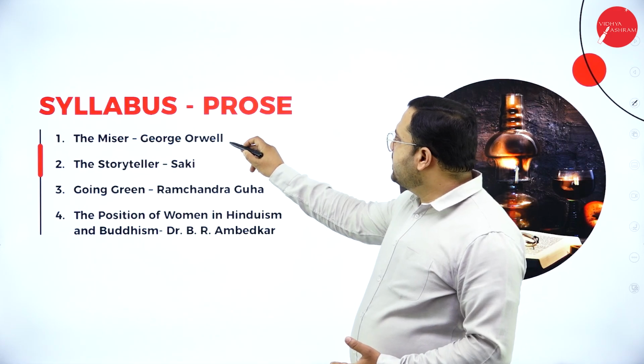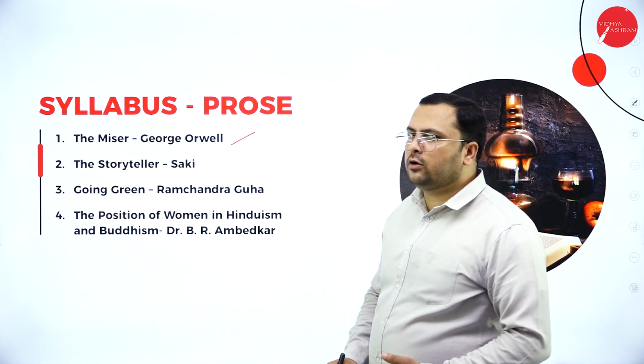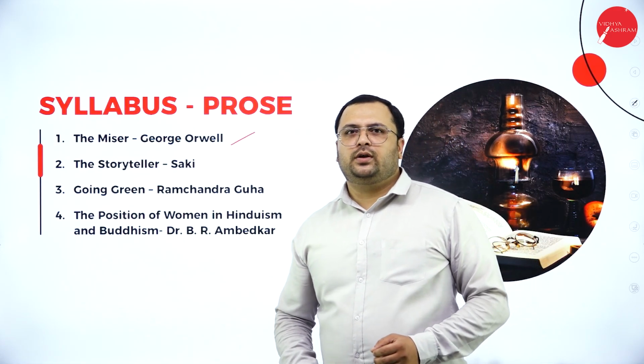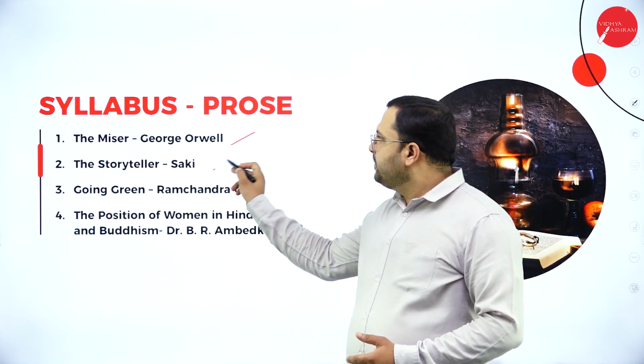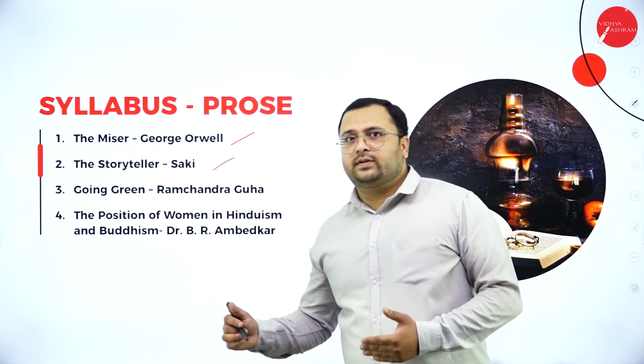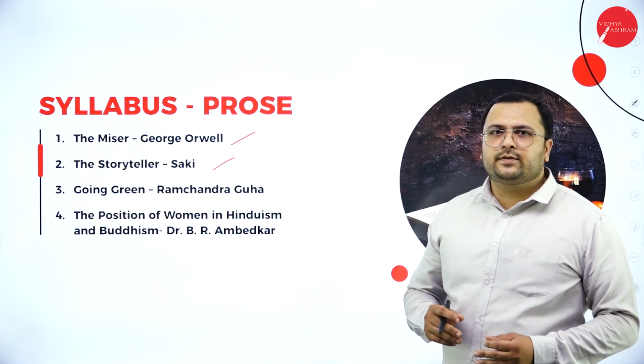The Miser is a short story by George Orwell. It's a wonderful story of a miser. Second one is The Storyteller by Saki. Saki is the pen name of the author. It is a wonderful story.